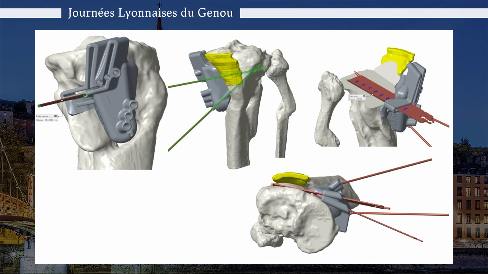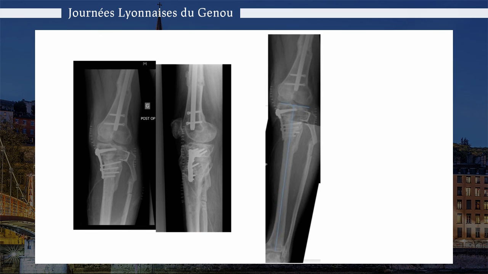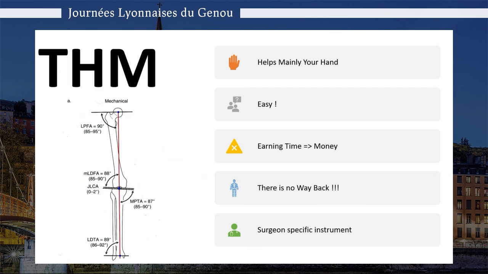This is what the guide looks like in this kind of case: double anterior biplanar cut, a single horizontal cut to perform at the same time slope correction, rotational correction, and frontal correction. This is the X-rays of this patient who was operated on last week. A very small cutting guide.